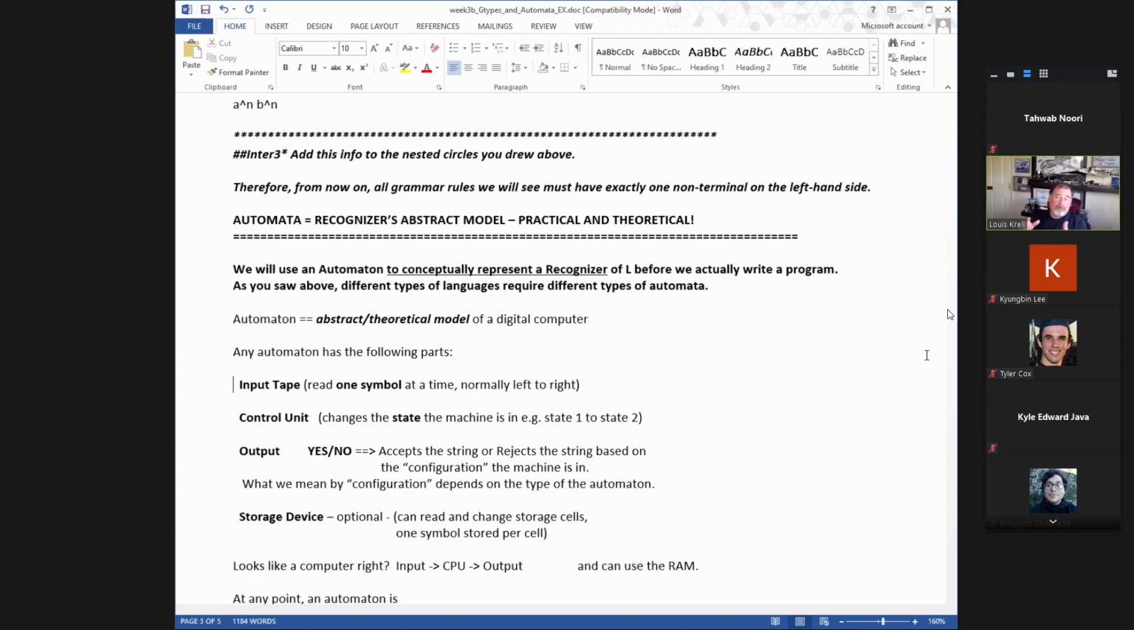And you might have optionally a storage device that can actually read and change storage cells one at a time. And as I mentioned, you will have that with push-down automatons, but not with finite state machines. So you can see that these components look very much like what our computers look like today, right? Our computers take that input, they do the processing, they do some output, and there's a storage device like a disk drive that maintains information.